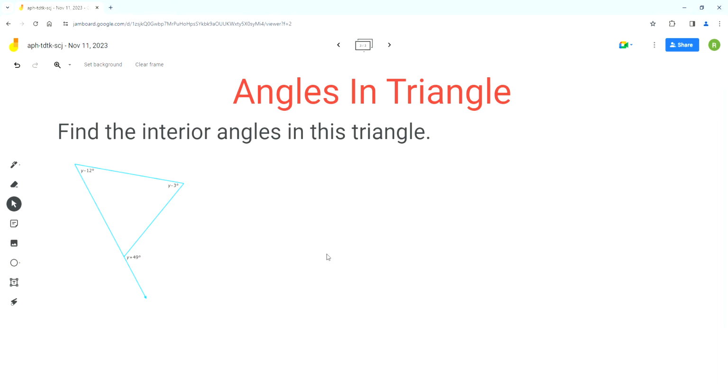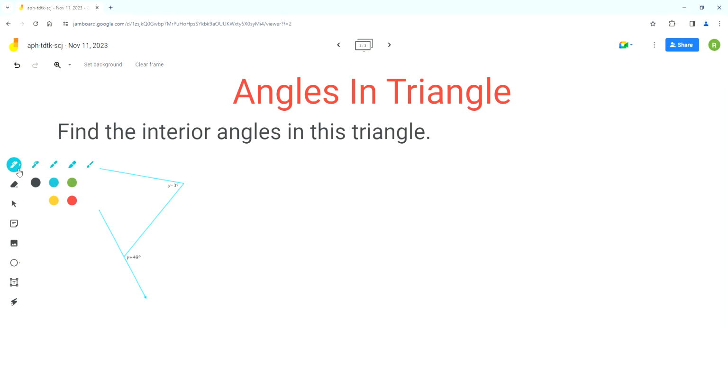Hello everyone. In this video, we will solve a problem based on the concepts of angles in a triangle. In this problem, we have to find the interior angles in this triangle. So let's start by marking the interior angles in this triangle.